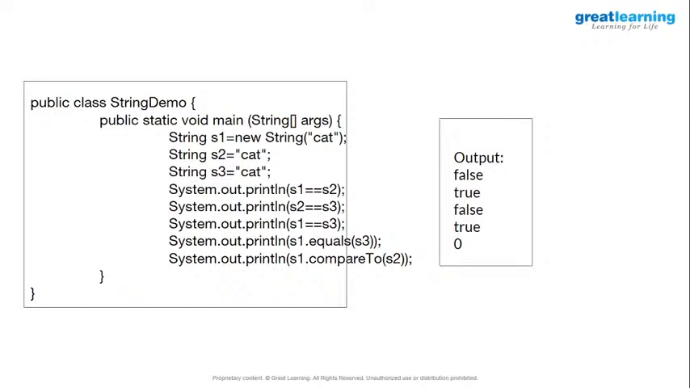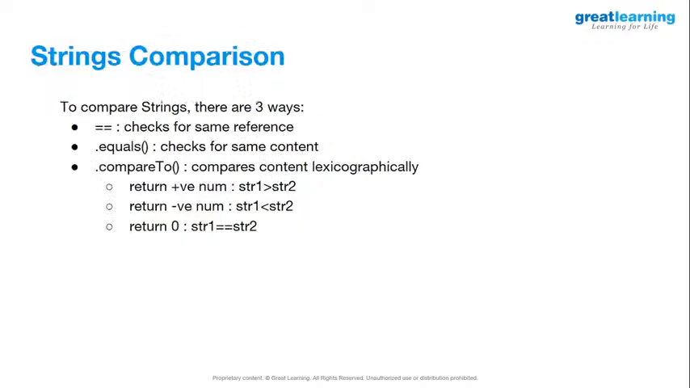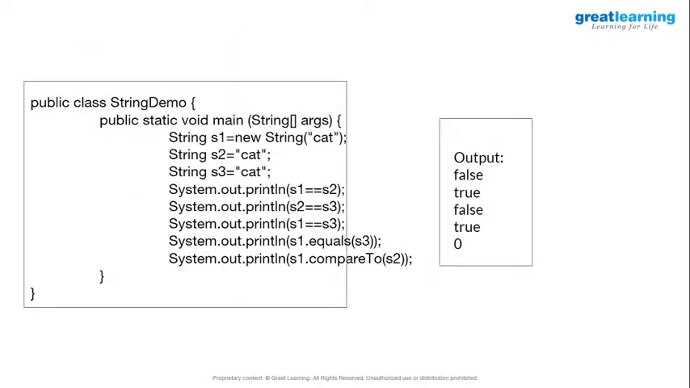Then the references of both S2 and S3 will be the same. That's why it's returning true. And S1 and S3, are these equal? No, that's not right, but the content is the same. So that's why when we used S1 equals S3, it's returning true. And if you do a compareTo, both these values are equal. If it's equal, then it will return a zero. So that's why it's a zero.